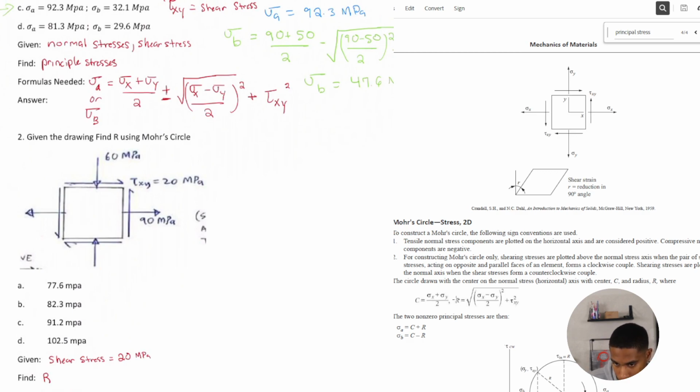What are we trying to find? We're trying to find R. The formula that we need in this case is R is equal to this formula right here: the square root of sigma x minus sigma y, all over 2, squared, plus shear stress squared. All right, so how do I get my sigma x?